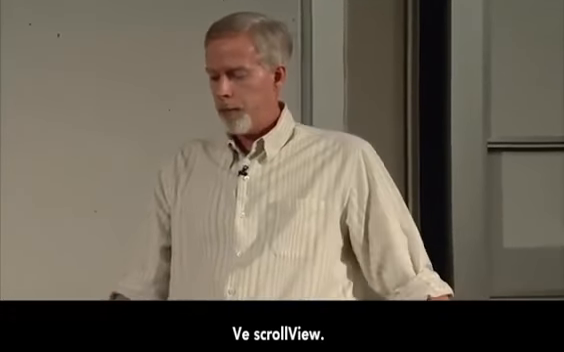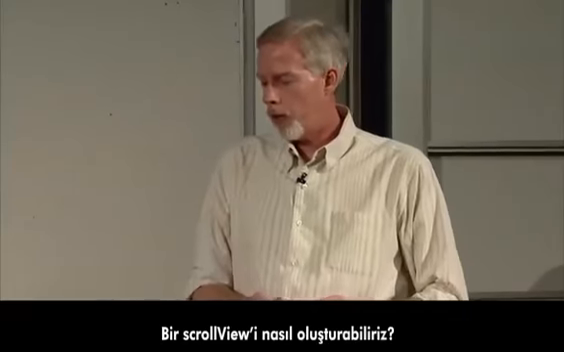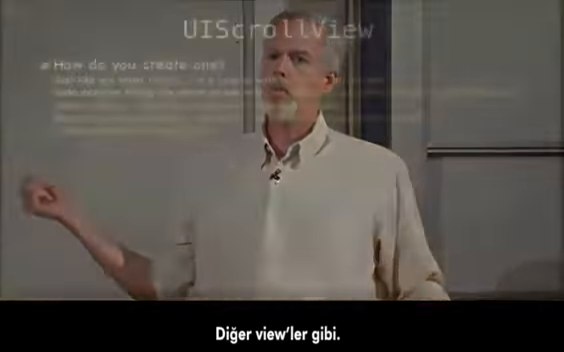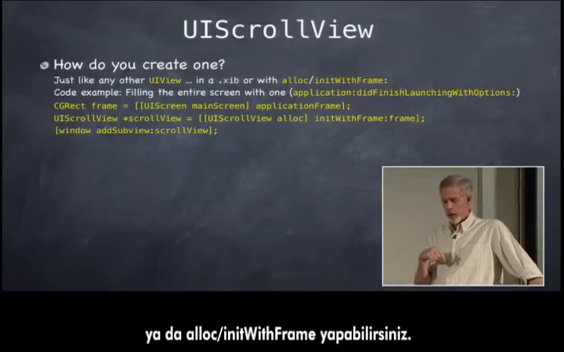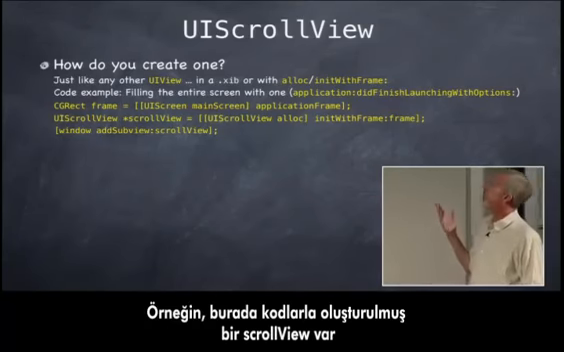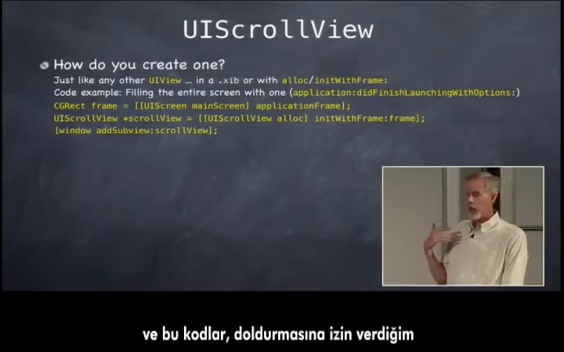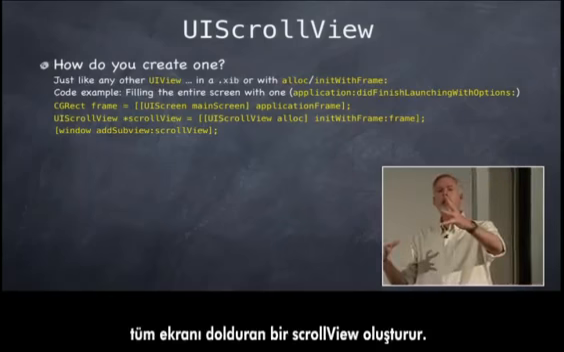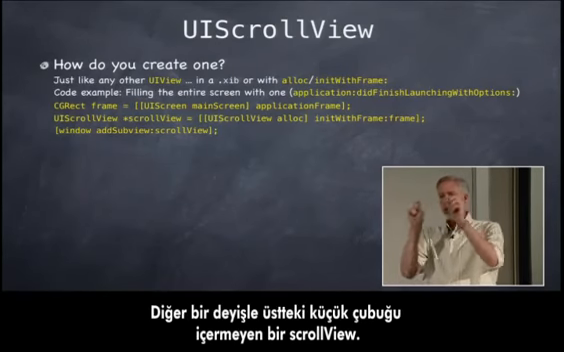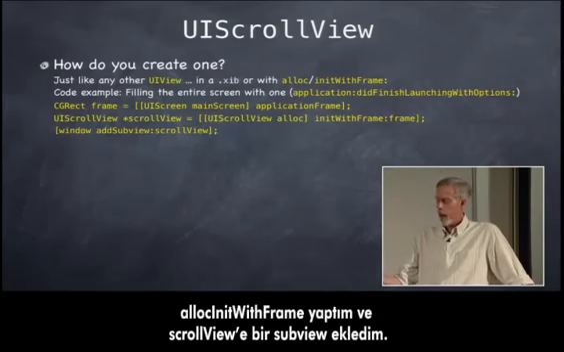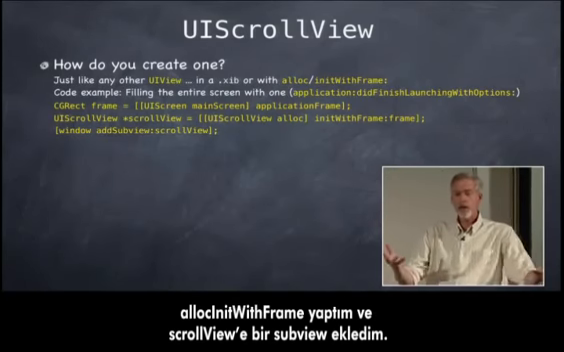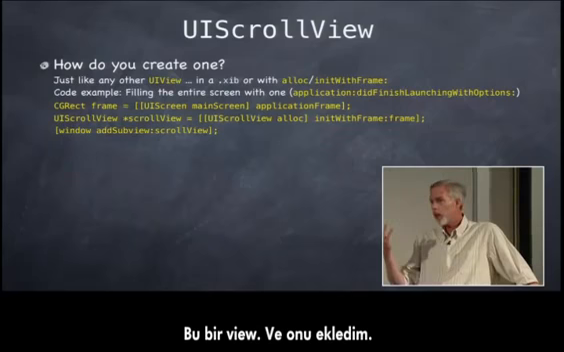All right, so scroll view. How do we create a scroll view? Just like any other view, we drag it out in Interface Builder, or we can alloc init with frame it. So for example, here's some code that creates a scroll view that fills the entire screen that I'm allowed to fill. In other words, not including the little status bar at the top. I get the application frame, which I talked about earlier. I do alloc init with that frame, and then I just add subview the scroll view. It's a view, so I just add it.